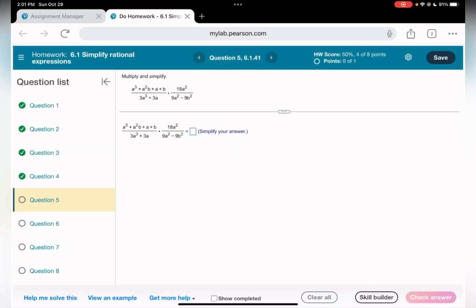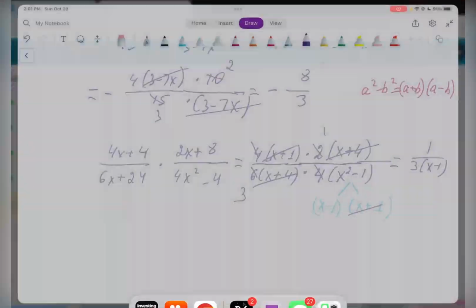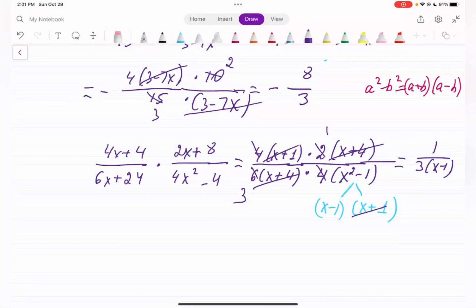Next one. Okay, let me take the next picture here. Let's go solve.